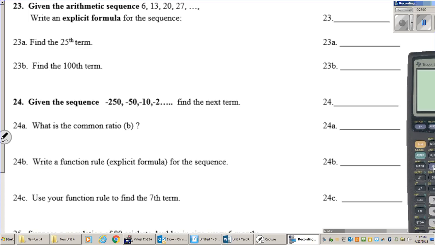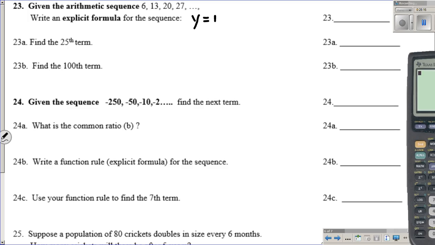Okay, in 23, we are given the arithmetic sequence 6, 13, 20, 27, and we are asked to write the explicit formula for the sequence. Remember, the explicit formula is either going to be in the form of a linear equation, y equals mx plus b, or you can write this in sequence notation, a sub n equals the common difference times the number of the term, and then plus the a sub 0, which is your y-intercept. Whichever equation makes the most sense to you for this part of the test, you may use either method.